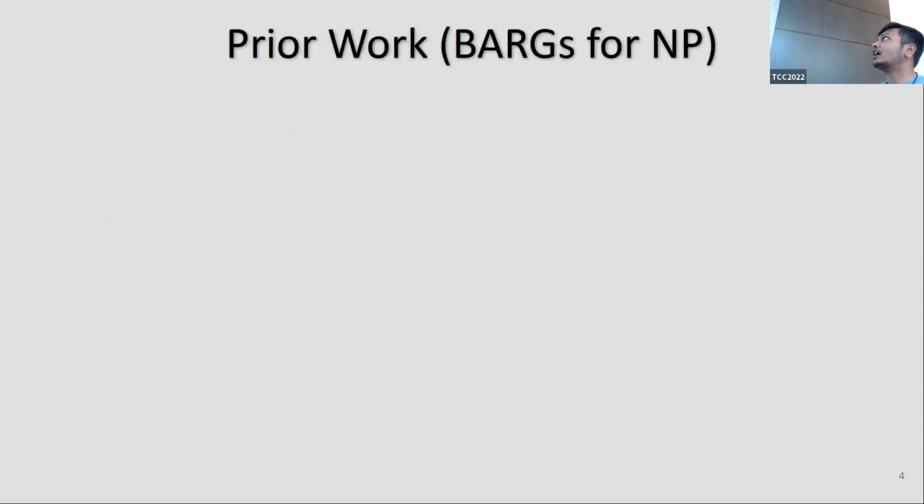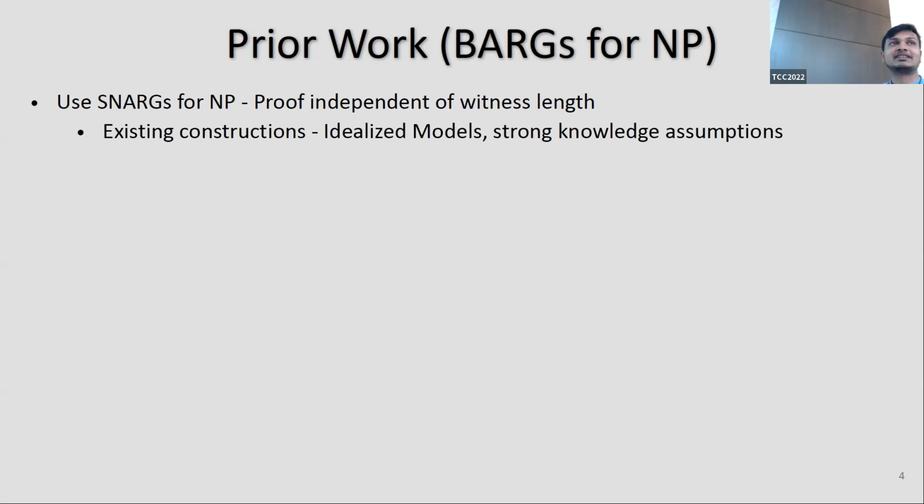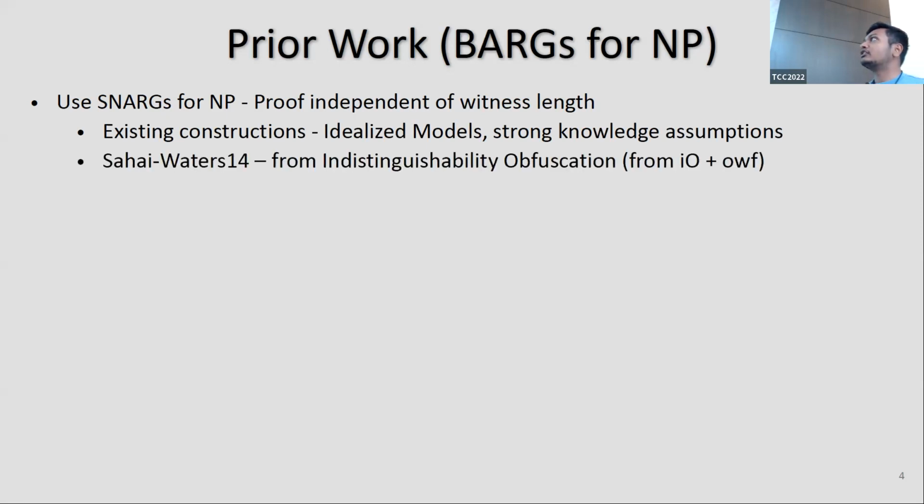Great. Let me go over some prior works. To construct these fully succinct BARGs, you can use succinct non-interactive arguments for NP. But the caveat is that there is a long line of work, and these existing constructions are either in idealized models, which means the random oracle model or the algebraic group model, or use strong knowledge assumptions. There's a construction using indistinguishability obfuscation and one-way functions, from Sahai and Waters from 2014.